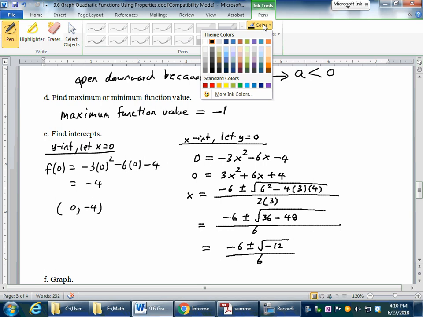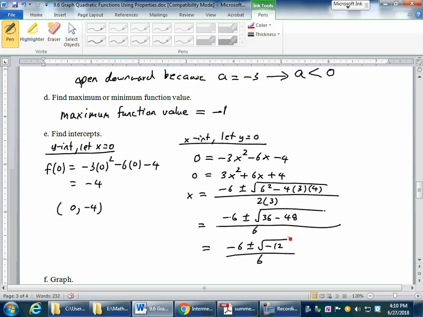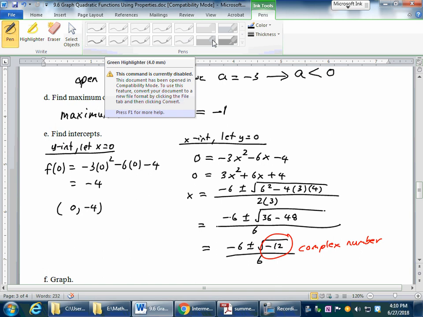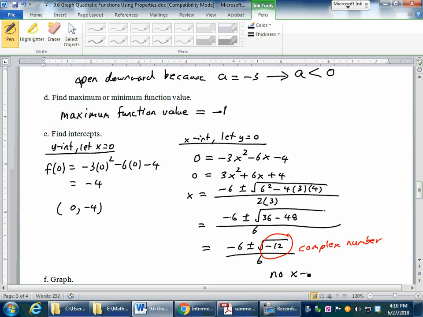And notice that if the number under the square root is negative, this is what? Complex number. And what that basically means is, because we are graphing on a real number axis, right? My x-axis is a real number, y-axis is a real number. So we have nowhere to graph the complex number. Another way of saying it in this case is no x-intercept. Okay? No x-intercept.